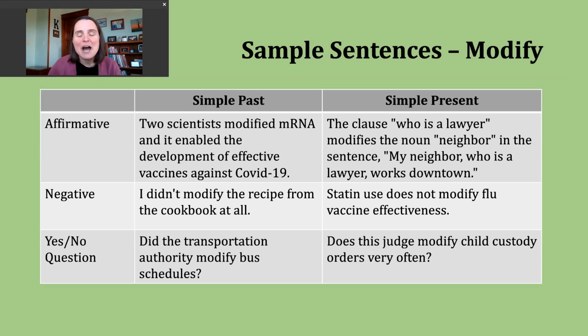The nice thing about making simple past tense sentences is that our structure stays the same no matter what our subject is. So in the affirmative, I start with my subject and then I use that ed form of the verb. You can see this in my example. Two scientists modified mRNA and it enabled the development of effective vaccines against COVID-19.